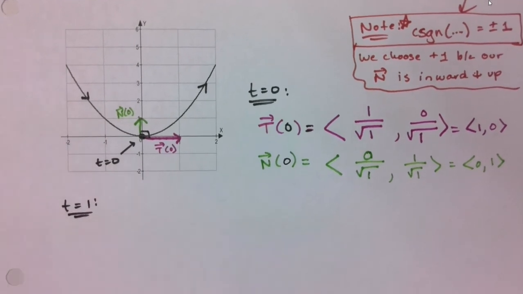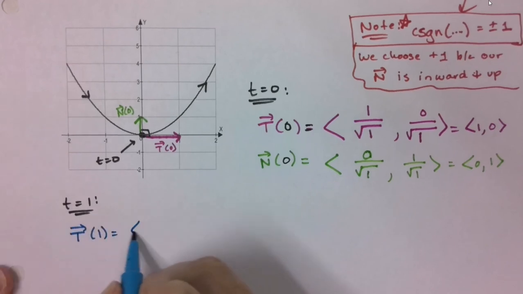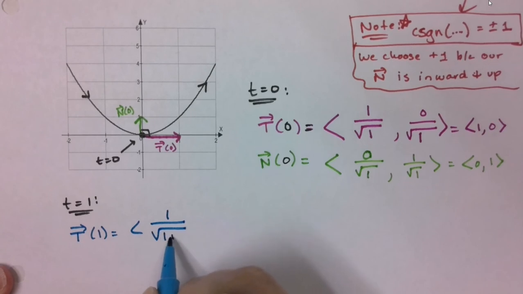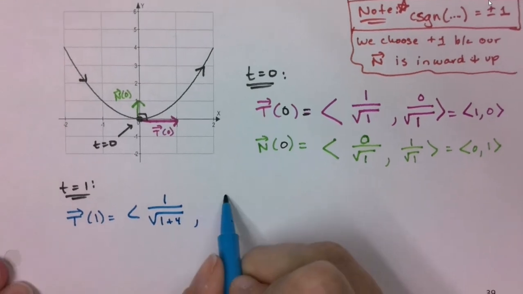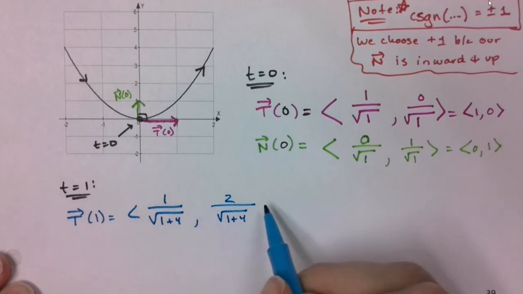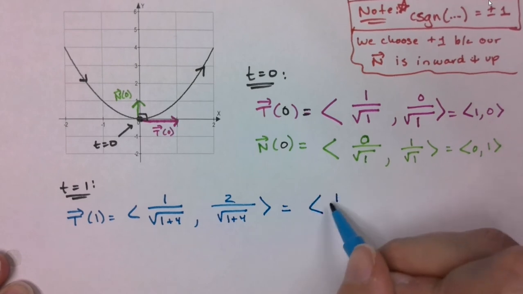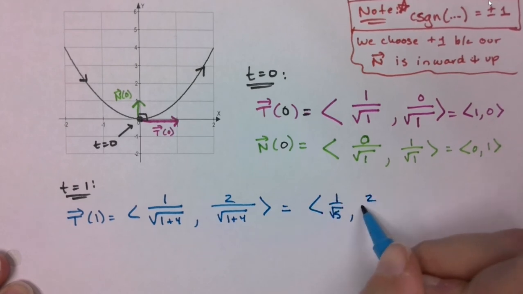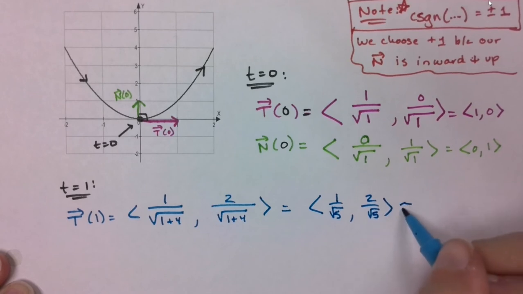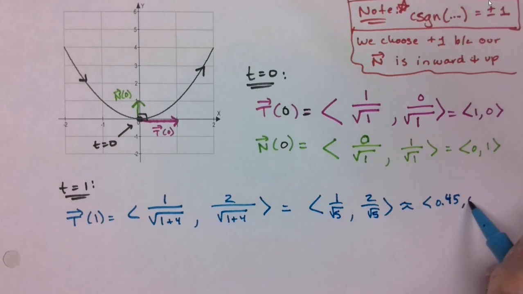Okay, I'm going to do this in a different color. That way they show up nicer on the graph here. So the tangent vector at 1 would be 1 over the square root of 1 plus 4, and 2 over the square root of 1 plus 4. So I'm just taking 1 and substituting back into my tangent vector formula that I found in A. And that would be 1 over the square root of 5, 2 over the square root of 5, which, if you're interested, is about 0.45 and about 0.9.